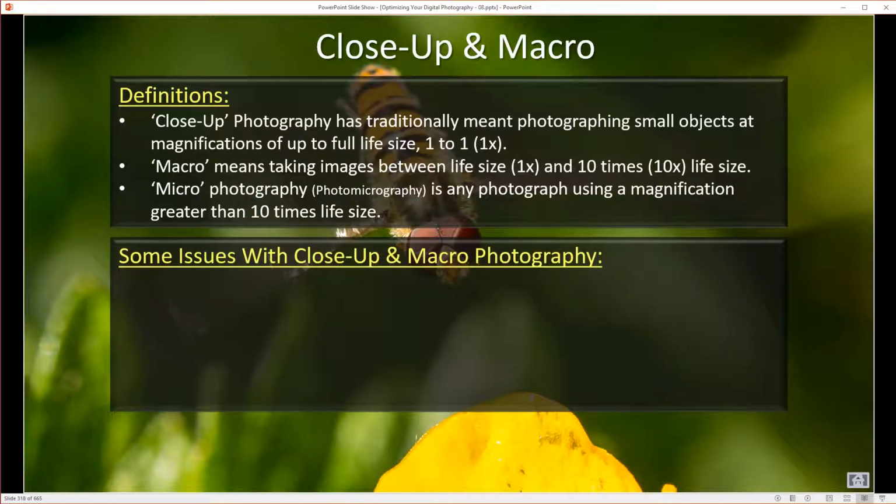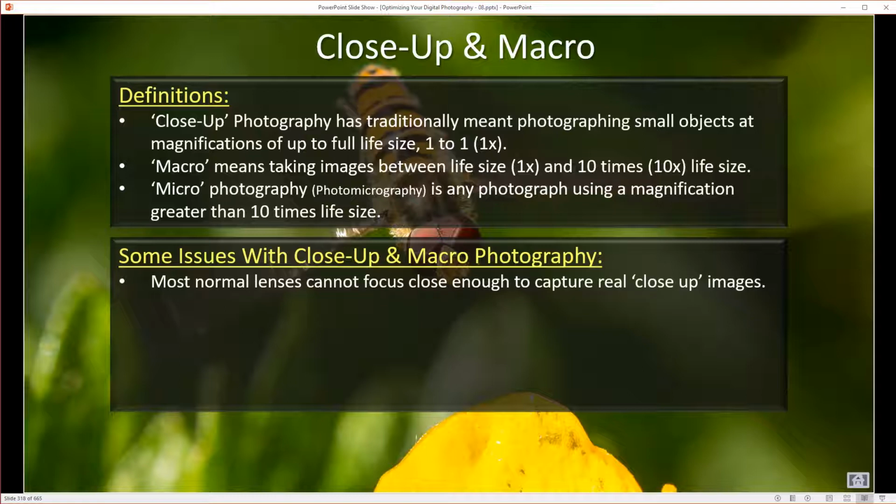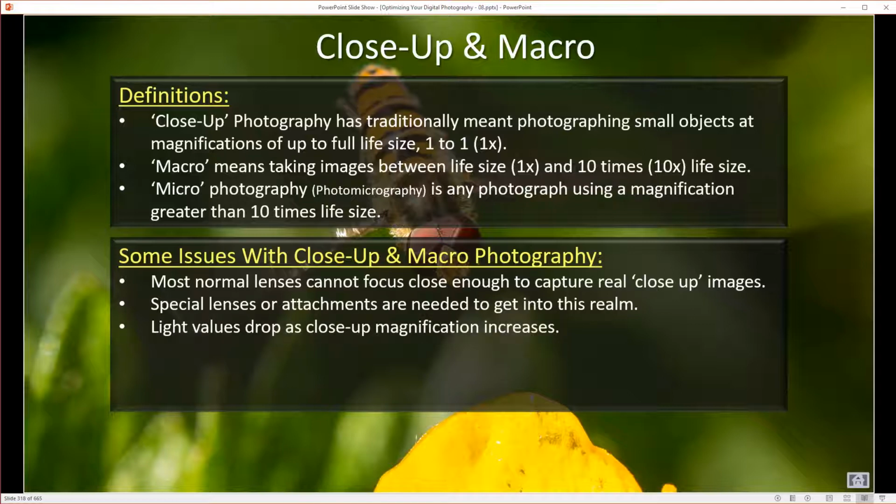So some issues with close-up and macro photography. Most normal lenses cannot focus close enough to capture a really close-up image, like up to 1:1. So special lenses or attachments are needed to get into this realm. Light values drop as close-up magnification increases. Once we get past a certain close-up distance, the light has to spread out over the sensor to a greater extent, so that by the time you get to 1:1 reproduction, you've actually lost 2 stops of light.